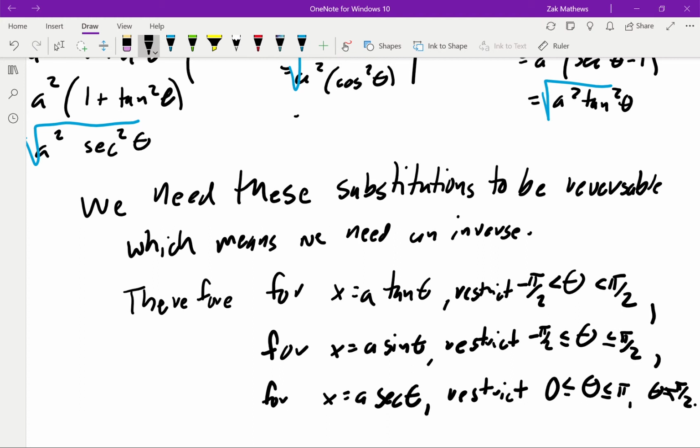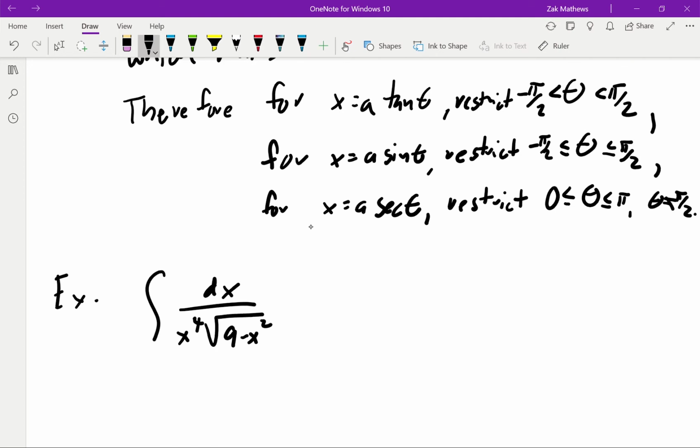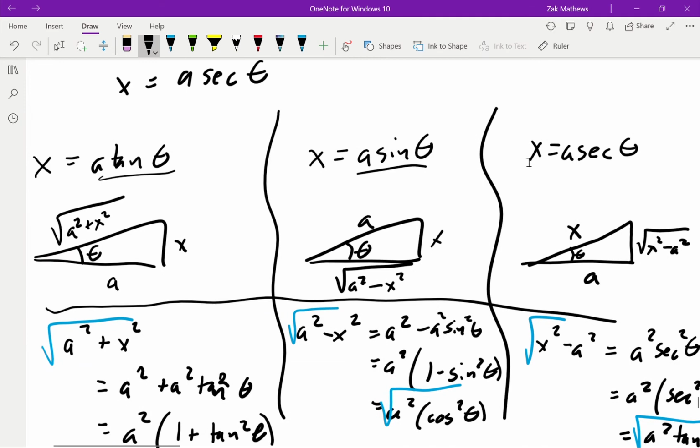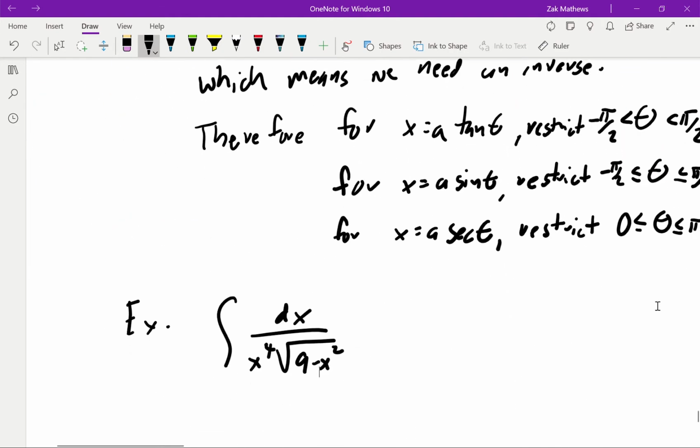Alright, so now we have everything we need to do that initial integral. So again, our goal, our example here, is to evaluate the integral dx over x to the fourth square root of 9 minus x squared. So the first thing I need to do is choose which replacement I'm going to use. So what I want to look at is that square root. When I replace that x with one of these three options, the a tangent, a sine, a secant, I need to work out to where we can get down to just that single term answer. So we're just comparing with what this looks the most like.